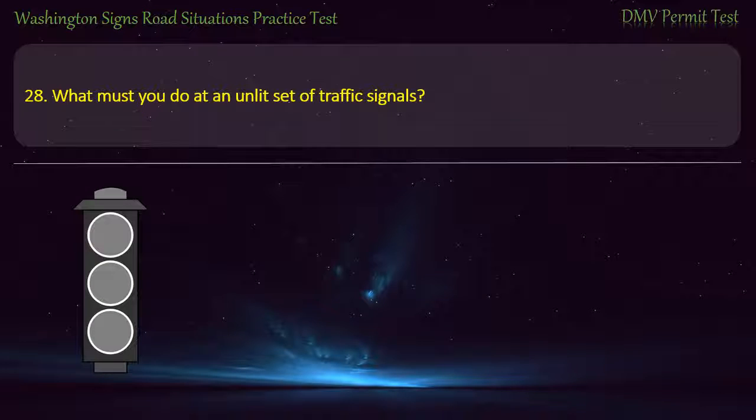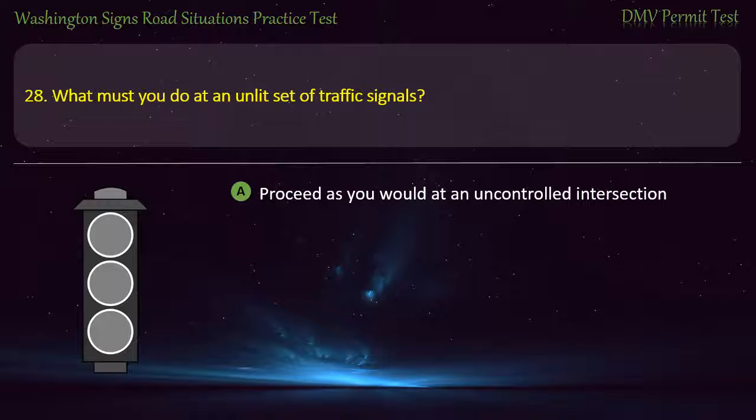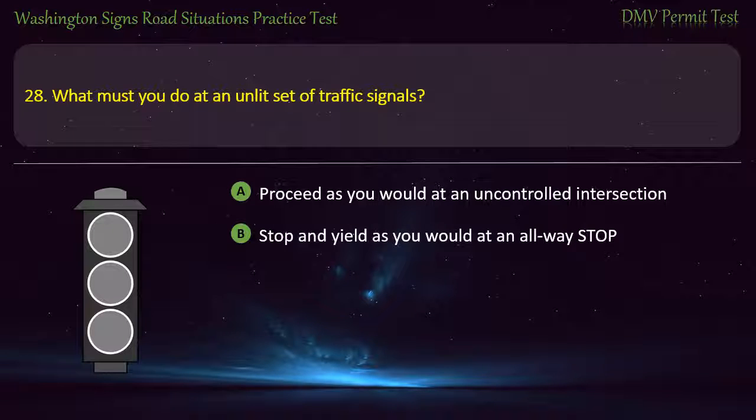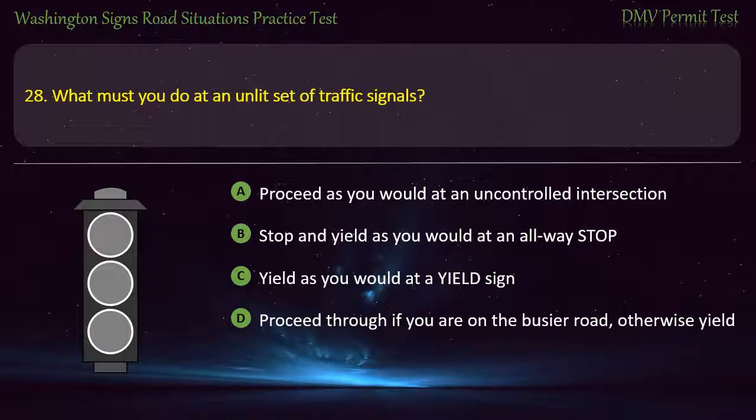Question 28. What must you do at an unlit set of traffic signals? Proceed as you would at an uncontrolled intersection. Stop and yield as you would at an all-way stop. Yield as you would at a yield sign. Proceed through if you are on the busier road, otherwise yield. Answer. Stop and yield as you would at an all-way stop.